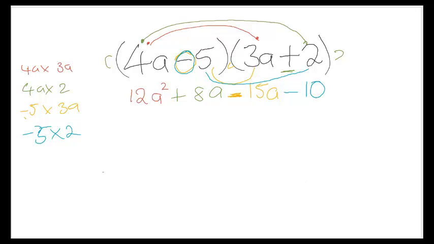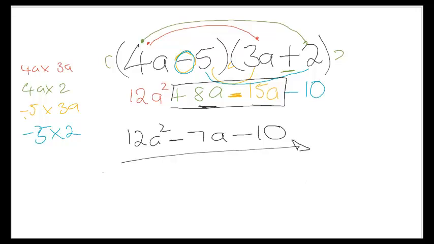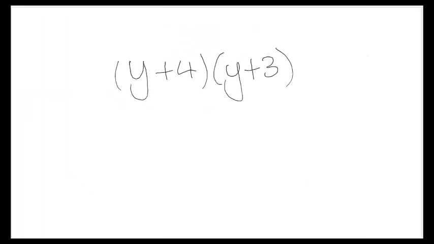Now I'm looking for like terms. I know that the a to the power of 1 terms are the like terms. So I have 12a squared, 8a plus minus 15a. So if you have 8 rand and you want to buy for 15, how much are you short? What is your minus? So that's going to be, remember 8 plus 8 is 16, but I want to go to 15. So it's 8 minus 15, which is minus 7a minus 10. Final answer.